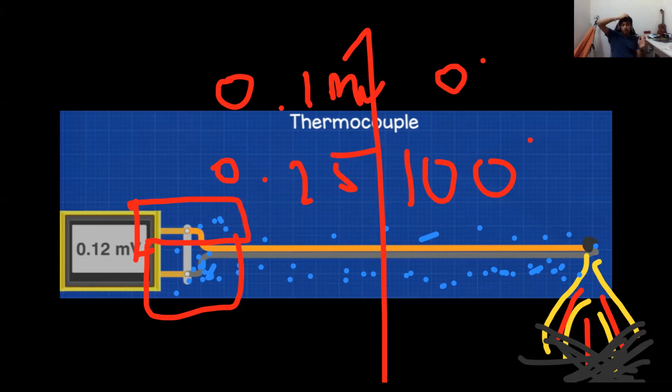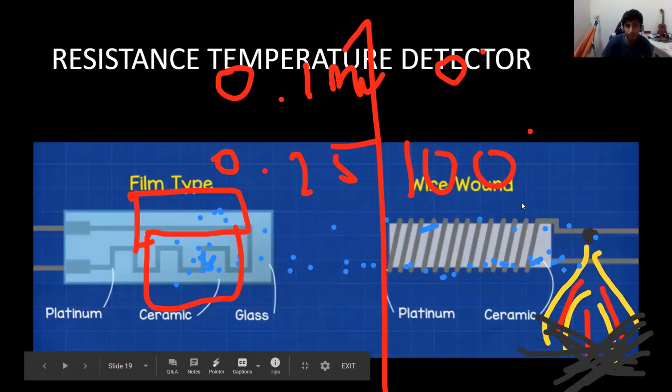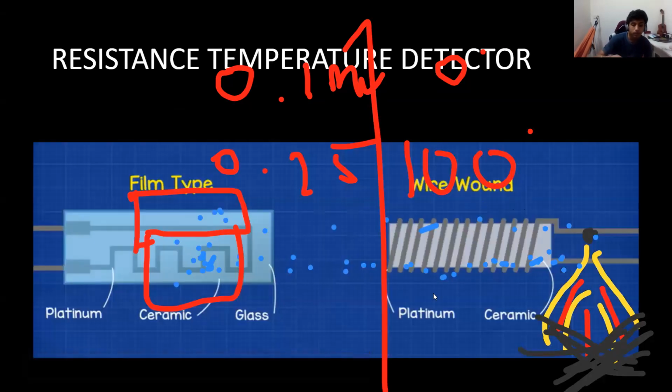Does that make sense? Does everyone understand that? Make sense, everyone? It's super simple. That is basically what is happening. Okay, let's go to the next slide now.